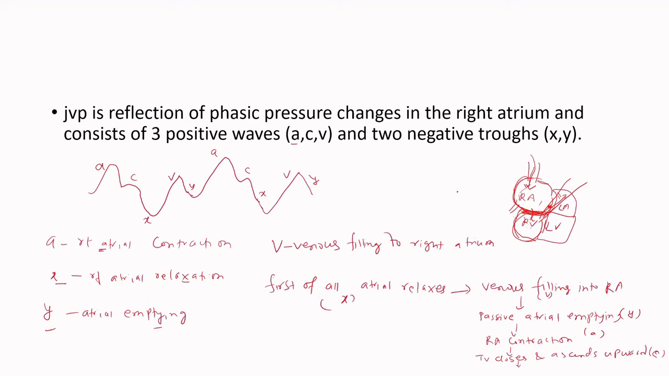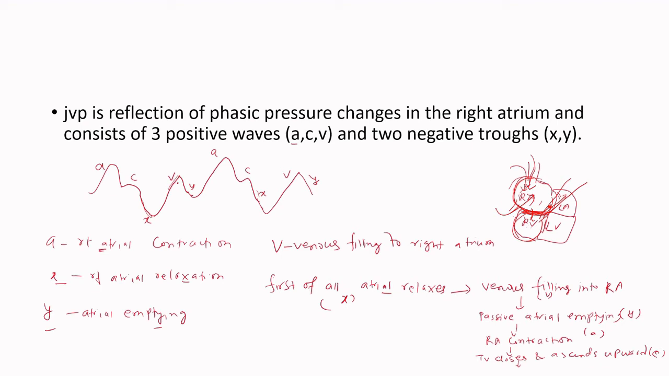First of all, let's understand this way. First of all, the atria relax. Atrial relaxation is the X wave. After the atria relax, venous filling into the right atrium occurs. When the atria relax, there is filling of blood, so the V wave occurs because there is filling into the right atrium.